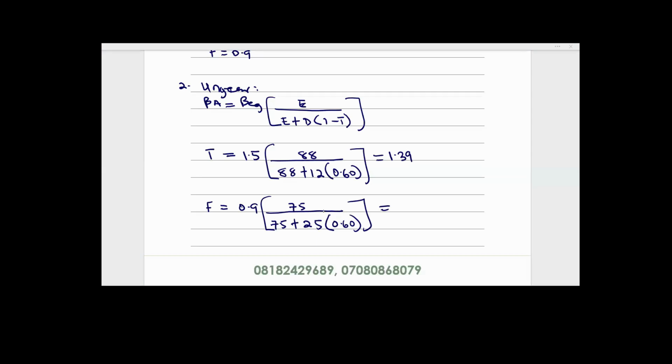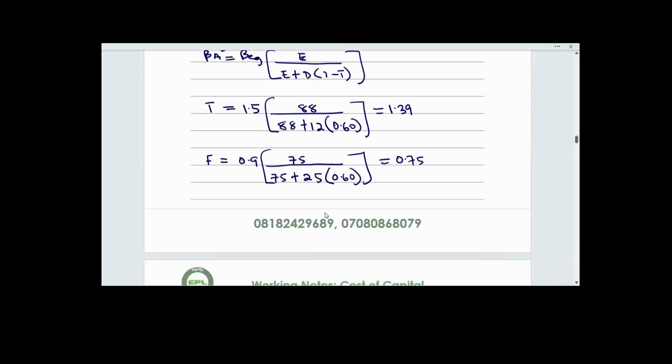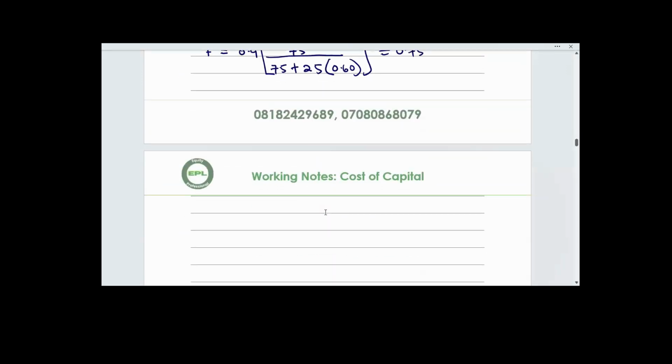0.6 multiplied by 25 plus 75, equals 75 divided by 90, multiplied by 0.9, equals 0.75. Here is 0.75. That's the asset beta of financial services. I will then go to step 3.